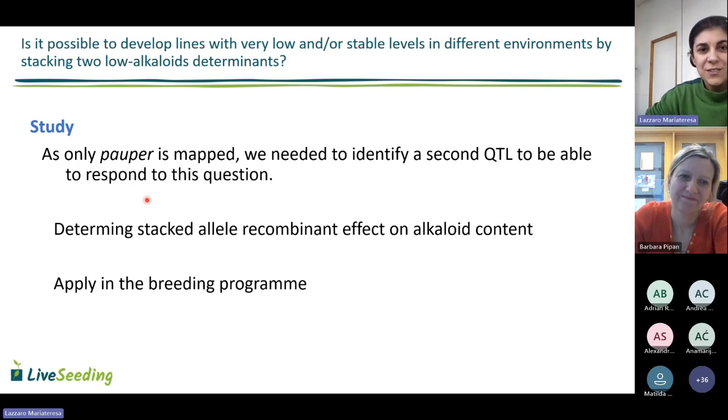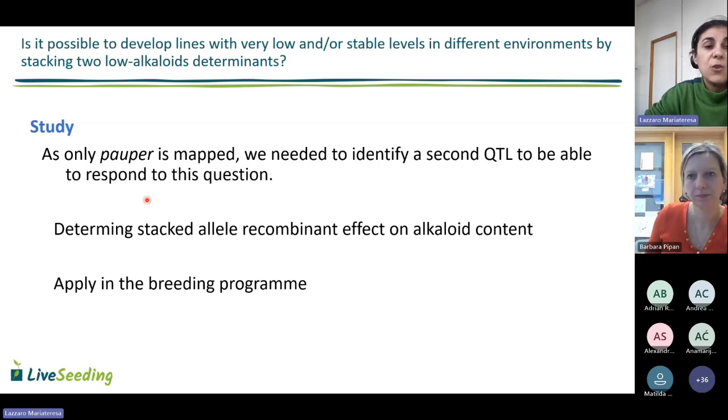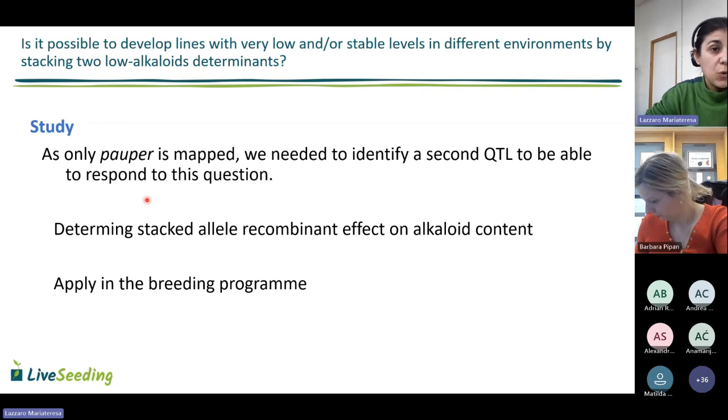In 2023 the paper was published, yet in order to have a stacking of two different ones, we would still need a second one. So we first had to determine a second QTL for low alkaloid determination, then verify if combining the two in a breeding line really determines a drop in the amount of alkaloid accumulated in the grain, and then be able to use it in our breeding program.